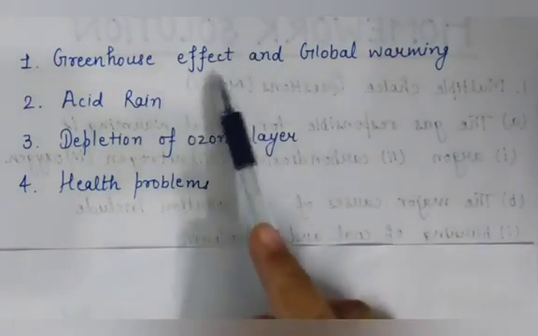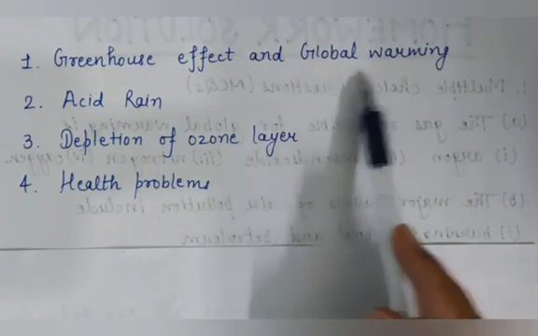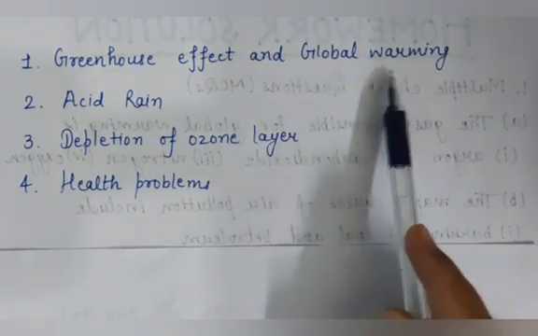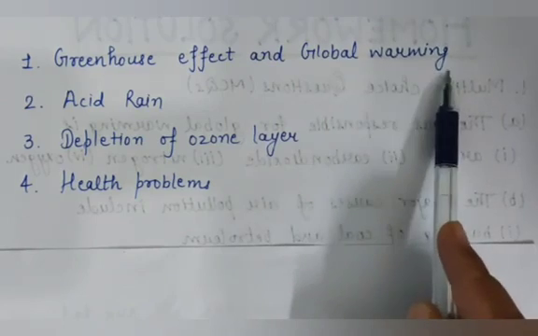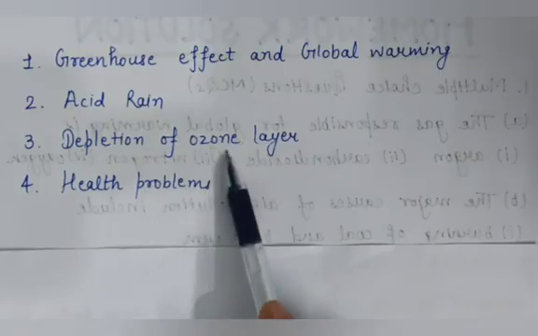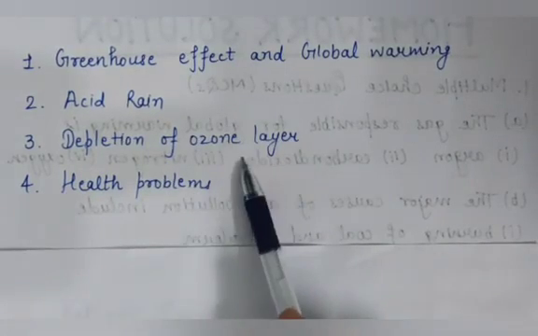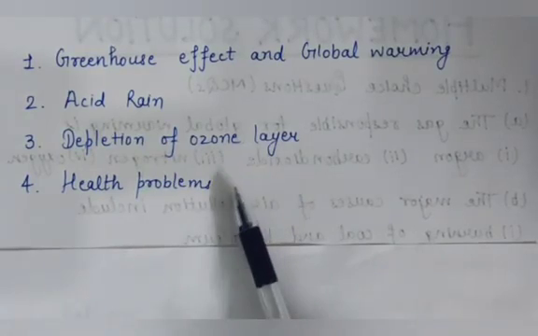So students, these are four effects of air pollution. Greenhouse effect and global warming, meaning increasing the earth's temperature. Second is acid rain. Third is depletion of the ozone layer, and last is health problems. These are some bad effects of air pollution.